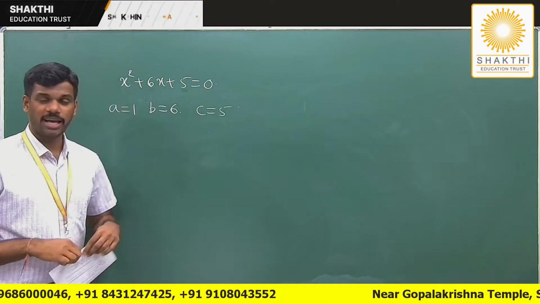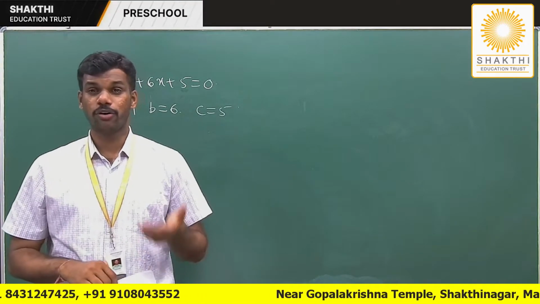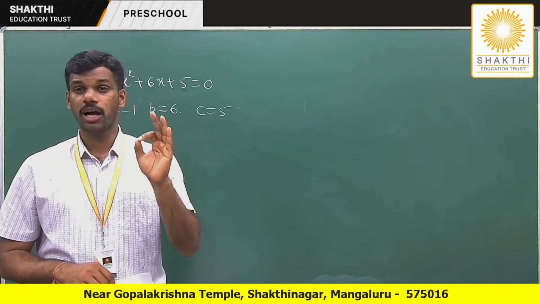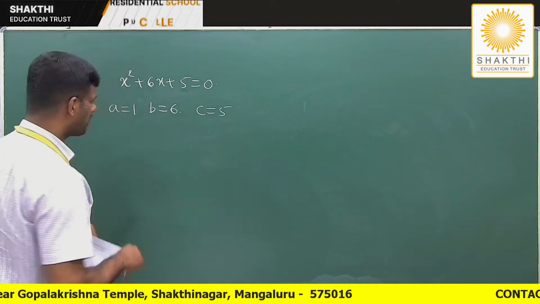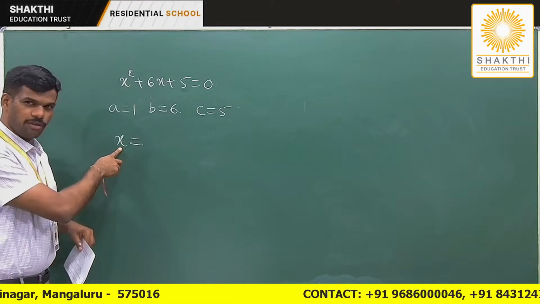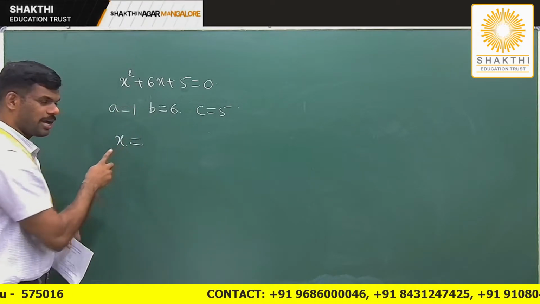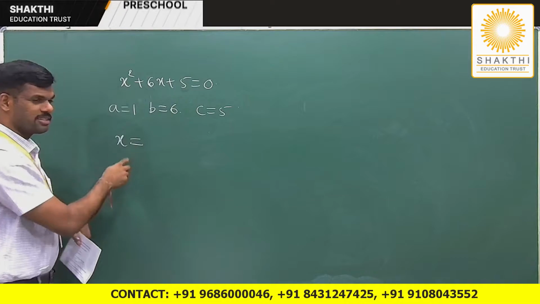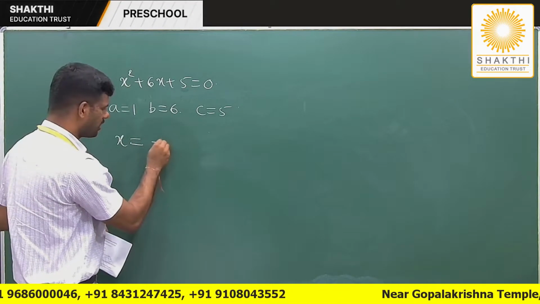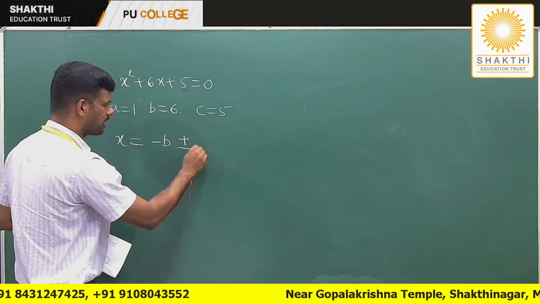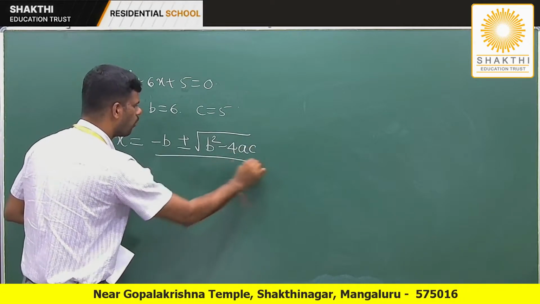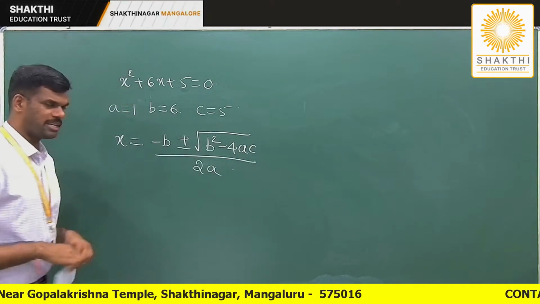As you all are very much prepared for solving this, the first thing you always should remember is the quadratic formula, which is very, very important. Let me write the quadratic formula. If the variable is x here, this is x. If the variable is y here, this is y. If the variable is z here, this should be z. So now this is x squared. So x is equal to minus b plus or minus square root of b square minus 4ac, whole divided by 2a is the formula, my dear students.